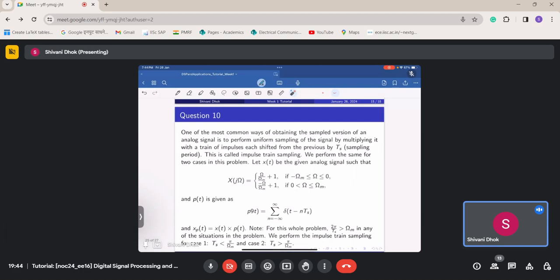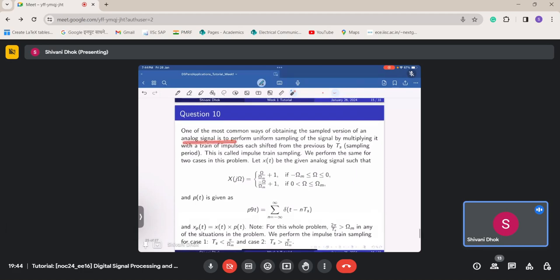One of the most common ways of obtaining the sampled version of an analog signal is to perform uniform sampling of the signal by multiplying it with a train of impulses, each shifted from the previous by Ts, that is the sampling period. This is called impulse train sampling. This is the same thing that we have been doing since the first lecture. We perform the same for two cases in this problem. Same normal sampling process, whatever we have been doing till now, nothing else. It is known as impulse train sampling.